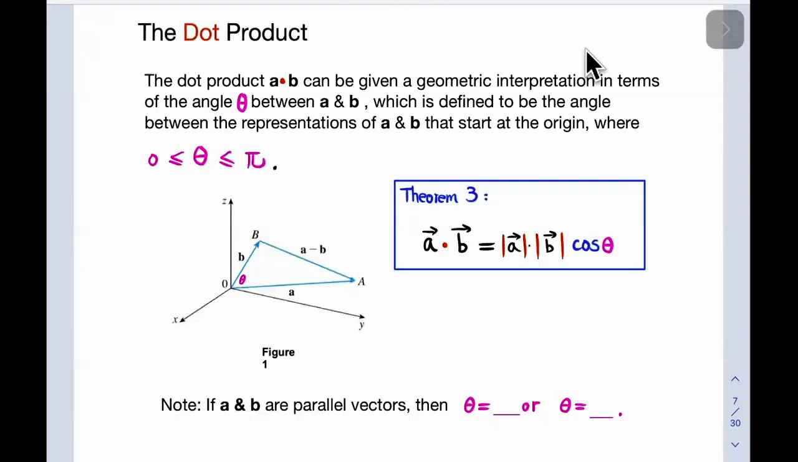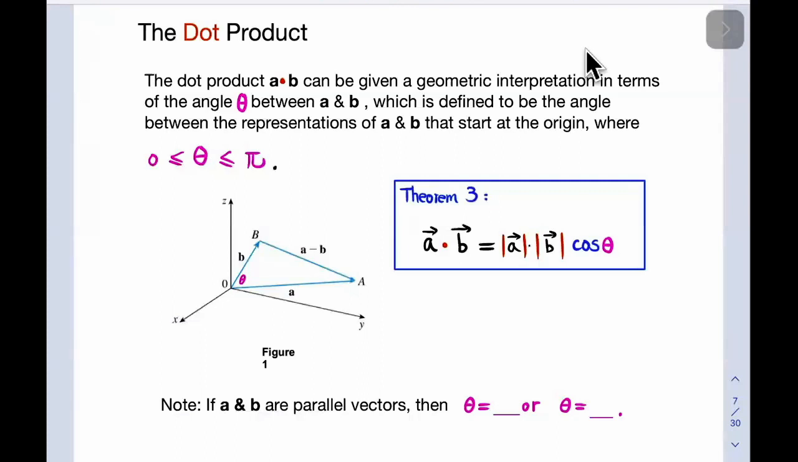Then A dot B, this vector dotted with this vector over here, is the magnitude of A times the magnitude of B, and then times cosine theta. Now, you can prove this. The theta over here is an angle between 0 and pi. So the smallest one will be 0, and then the largest theta will be pi.